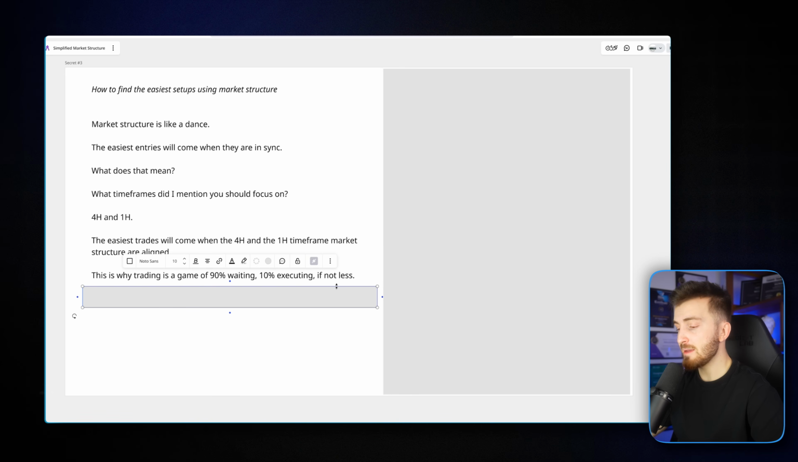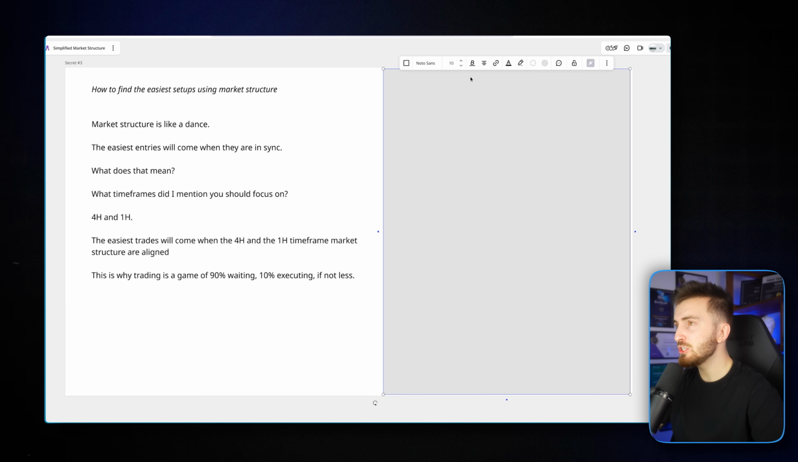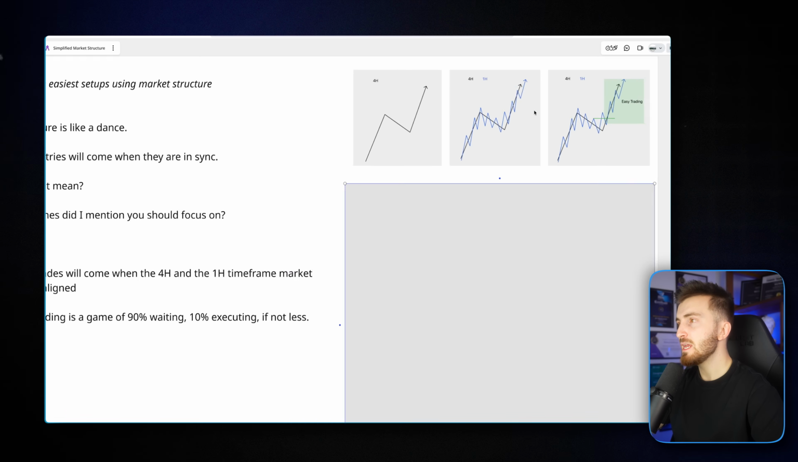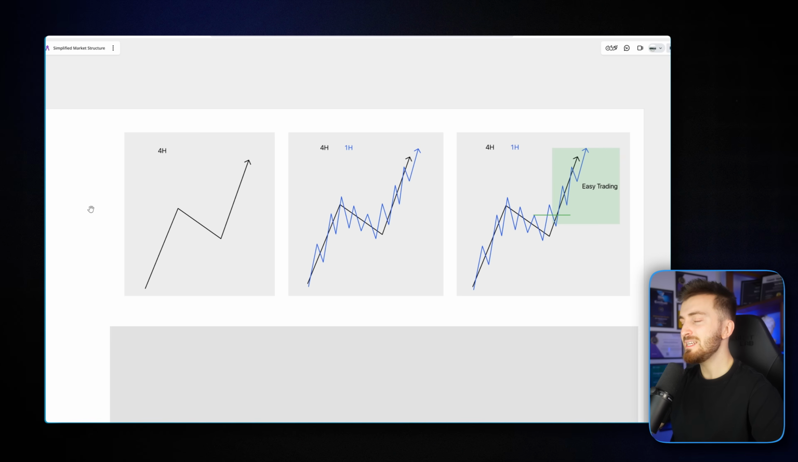And this is why trading is a game of 90% waiting and 10% executing, if not less. And what that means is that if we quickly look at these examples, we can see exactly where the easy trading is going to come in. The easy trading doesn't come when the 4-hour is forming higher highs and higher lows, while the 1-hour is forming lower highs and lower lows. The easy trading will come when both of them are in sync, which means as soon as we see the 1-hour market structure forming a higher high, shifting bullish, while the 4-hour market structure is also forming a higher high, this is where the easy trading is going to happen.